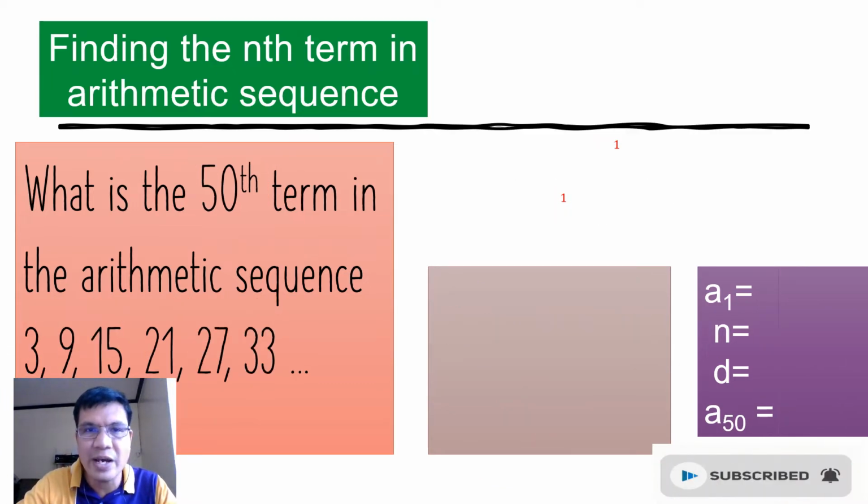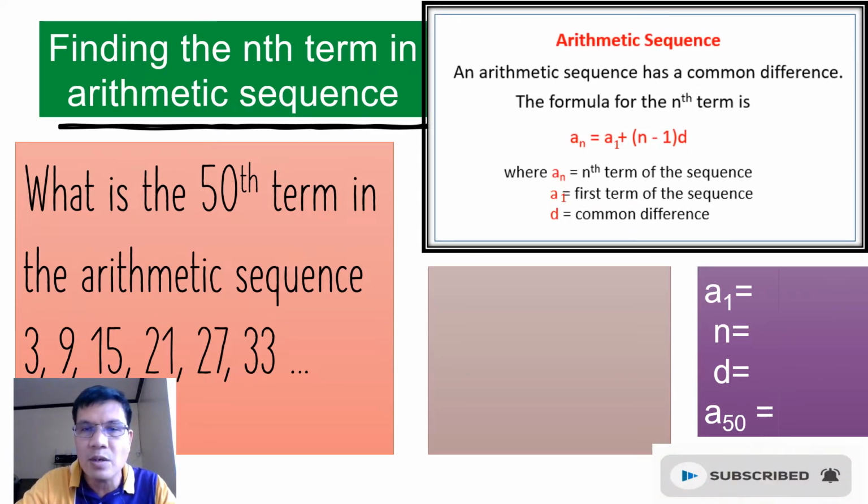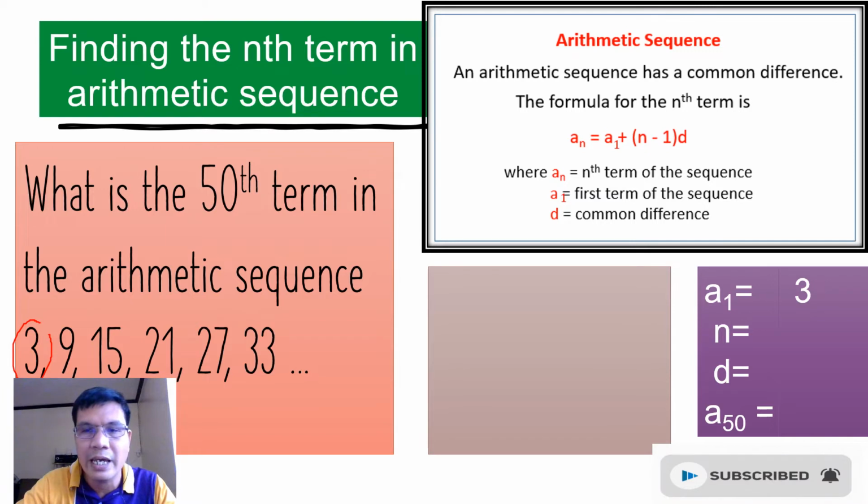Let us try this. Finding the nth term in arithmetic sequence 3, 9, 15, 21, 27, and 33. What is the 50th term in the arithmetic sequence? Again, we are going to follow the formula a sub n is equal to a sub 1 plus n minus 1 times the common difference. What is our a sub 1? Our first term? Yes, our first term is 3. And what is our n? We are looking for the 50th term. So our n is 50.